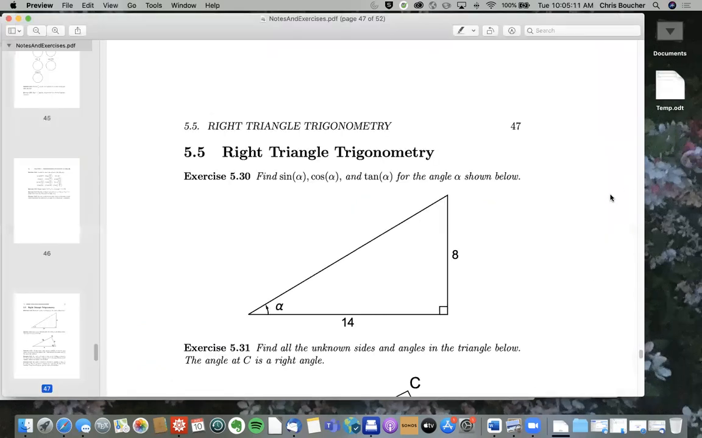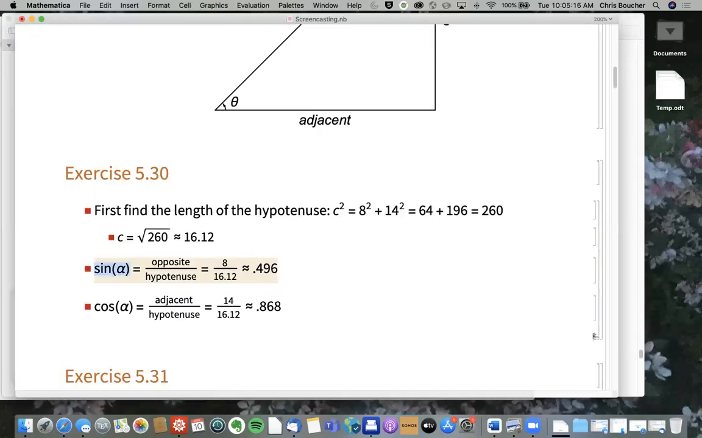Okay, finally, the tangent here will be opposite over adjacent. We don't even need the hypotenuse for that. That's just 8 divided by 14.